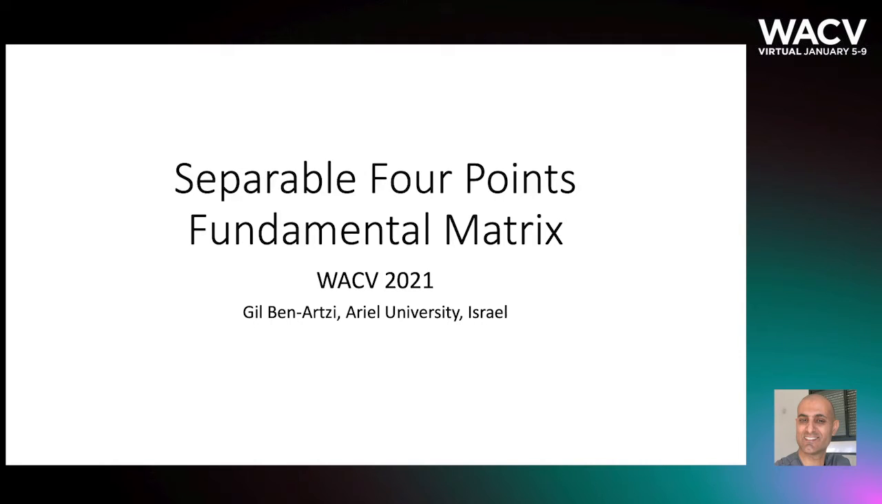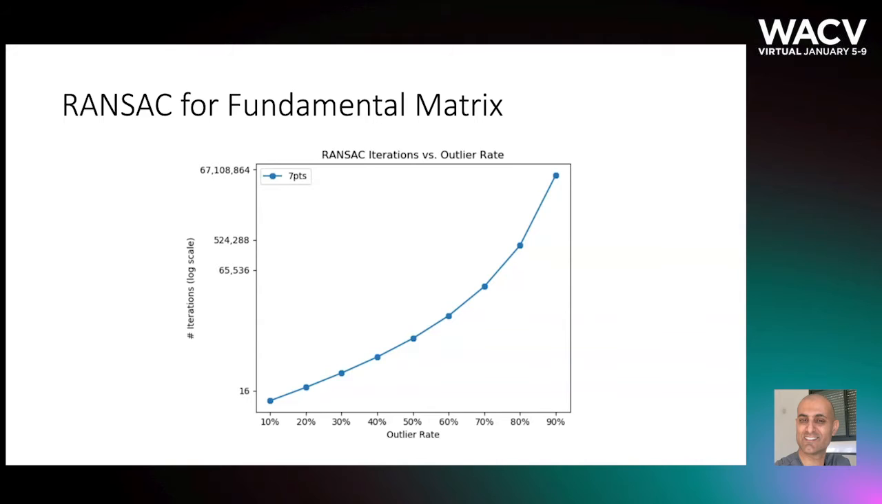Separable 4 points fundamental matrix. One of the basic building blocks in computer vision is the computation of epipolar geometry, given a set of putative image point correspondences. Often, such correspondences include mismatches, therefore a robust estimation method needs to be carried out. The most common method used is RANSAC.